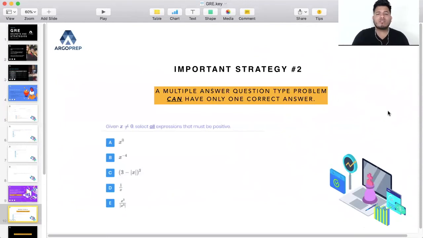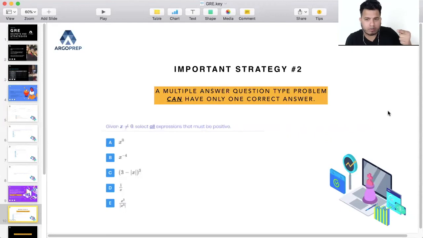Okay, important strategy number 2. A multiple answer question type problem can have only one correct answer. This is actually interesting and important. For some reason, students think, hey, this is a multiple answer question type problem, so there's several answers, and some students don't realize that there can sometimes still be just one correct answer choice. They think, hey, this is a multiple answer question type problem, so there must be at least 2 correct answers. It has to be. They get that one, and now they're just stuck trying to see what else fits.